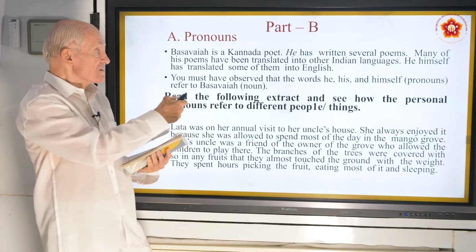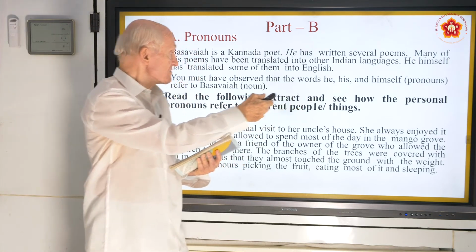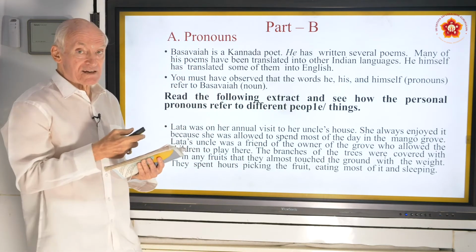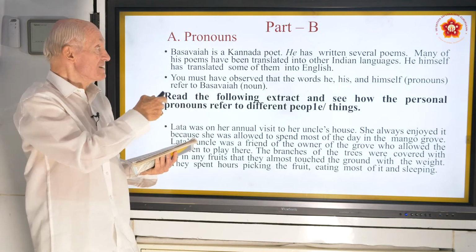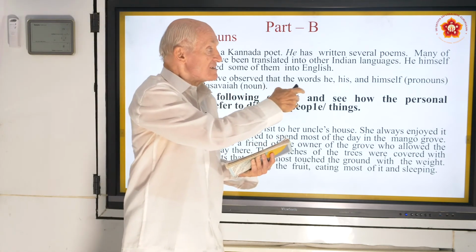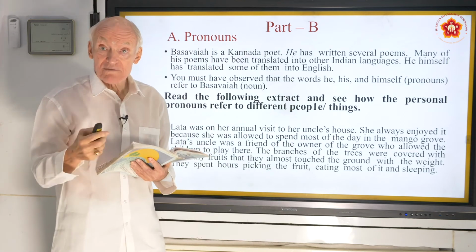You must have observed that the words he, his, and himself, okay, refer to Basavaya. Basavaya is the noun, and he, his, and himself are pronouns. They refer back to the noun.